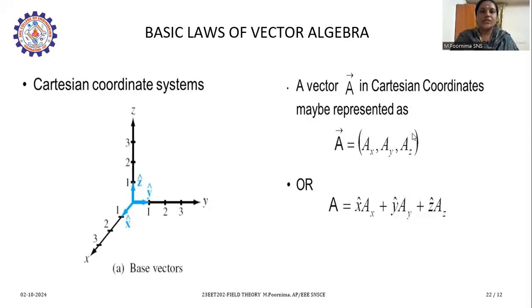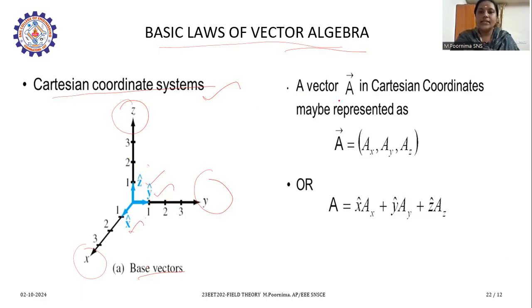In the last video we stopped here. What is the basic law of vector algebra? Here we are going with the Cartesian coordinate system. This is a basic vector. Here we have a three-dimensional system: one is the x-axis, next is the z-axis, next is the y-axis. We have three basic vectors: an x vector, a y vector, and a z vector.